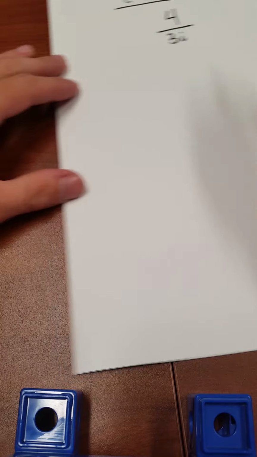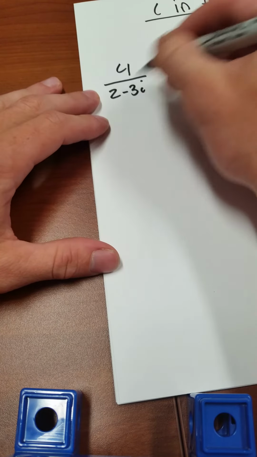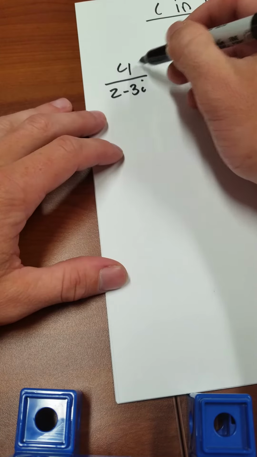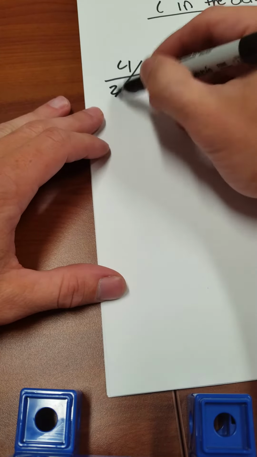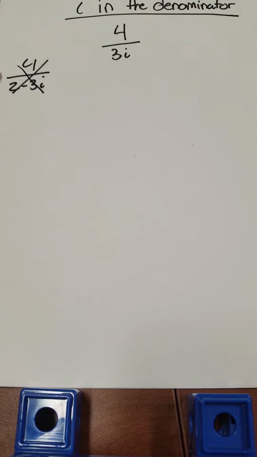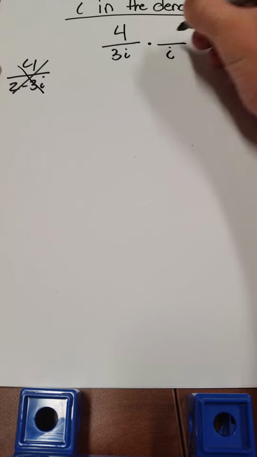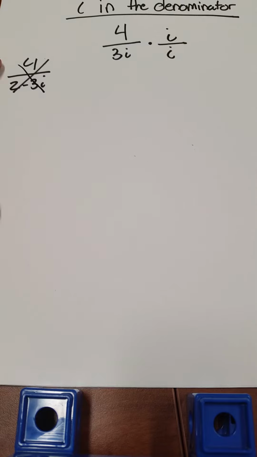We're not talking about the case where it's 4 over 2 minus 3i. This is something completely different. We'll address it in the next video. Do not worry about that right now. Only thing we're looking at is there's just an i in the bottom. To get it out of the bottom, what we have to do is multiply top and bottom by i.